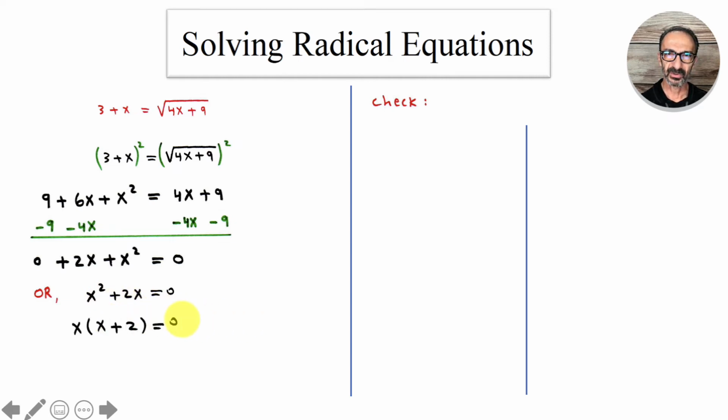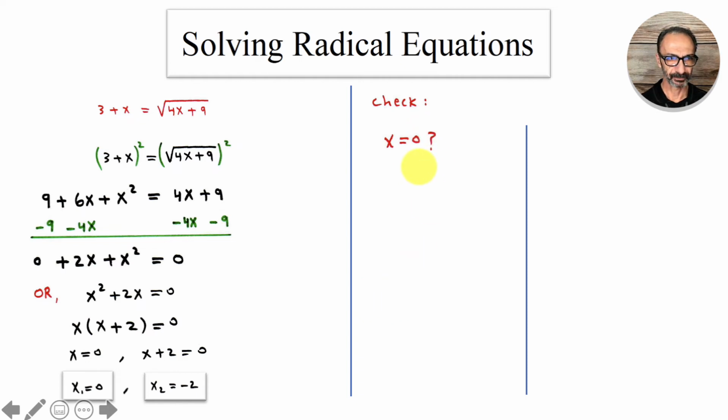Solving this equal to 0, that will imply either x equals 0 or x plus 2 equals 0. So I have 2 options. In this case, subtract 2 from both sides. That will give you x equals -2. So I have 2 answers, 0 and -2. Let's check both answers right here.